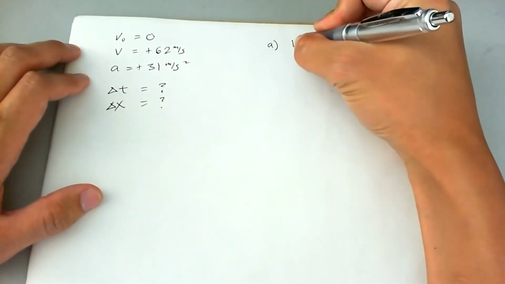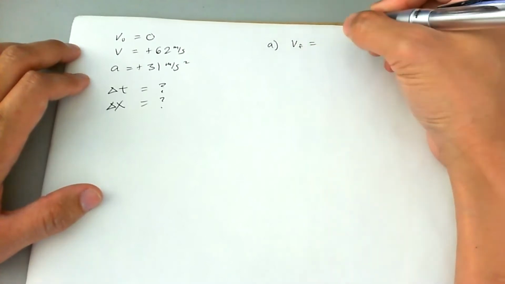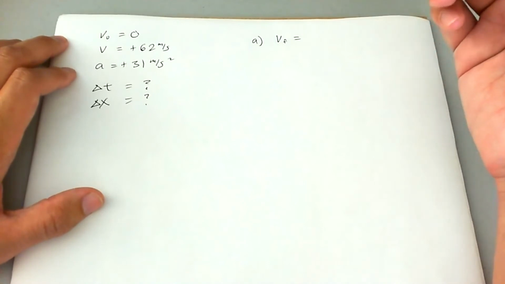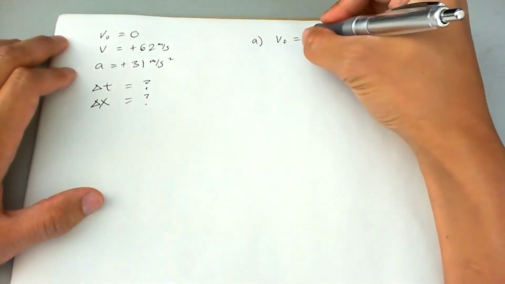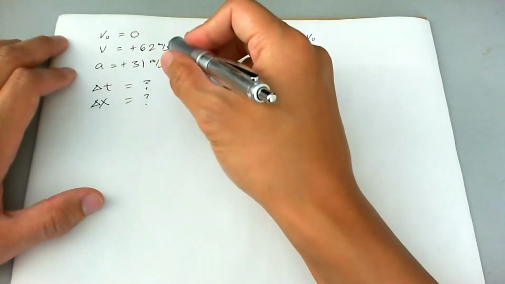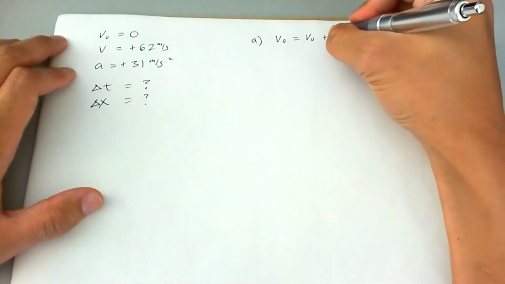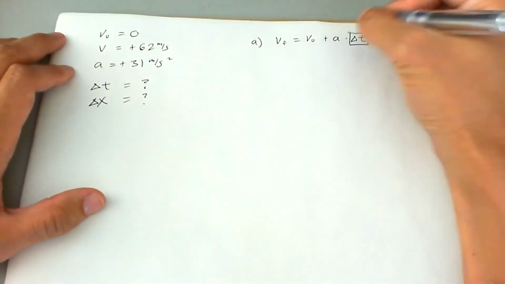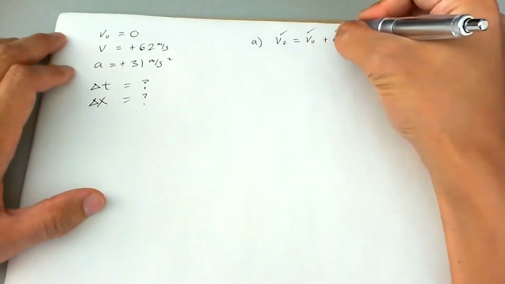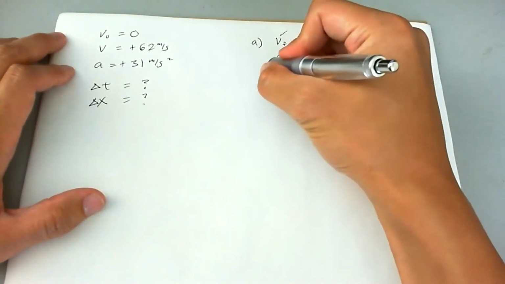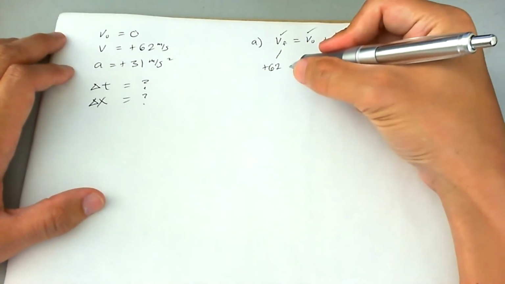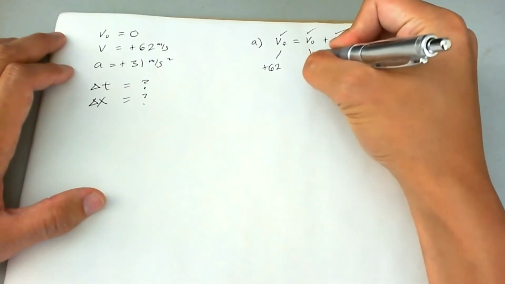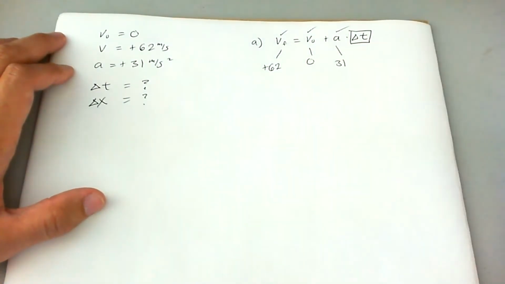For part A, they want you to find the amount of time it takes for the aircraft to get from one speed to another. So the best equation to use that has the unknown and the knowns is this one right here. What we need to find is delta t. We have v final, we have v initial, we have a. V final is plus 62. Again, I'm going to leave out the units for simplicity since it's all SI units anyway. V naught is 0 and a is 31.